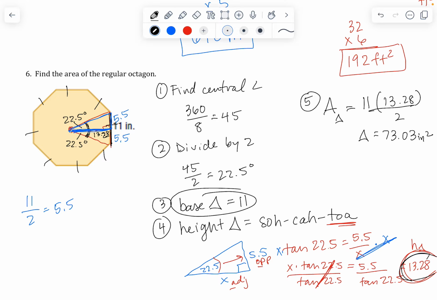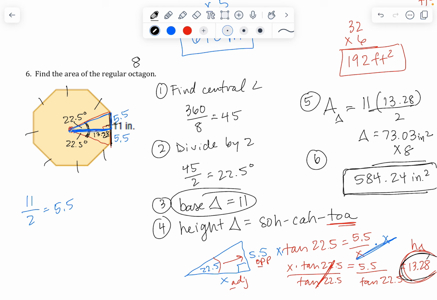And how many triangles do we need to fill up an octagon? Well, remember, octagon is 8. So lastly, we're going to take 73.03 times 8. Holy buckets. We get 584.24 inches squared. And that is the total area of your regular octagon. If you show that to your parents, their minds will be blown. They will not even comprehend all of this stuff you just did.